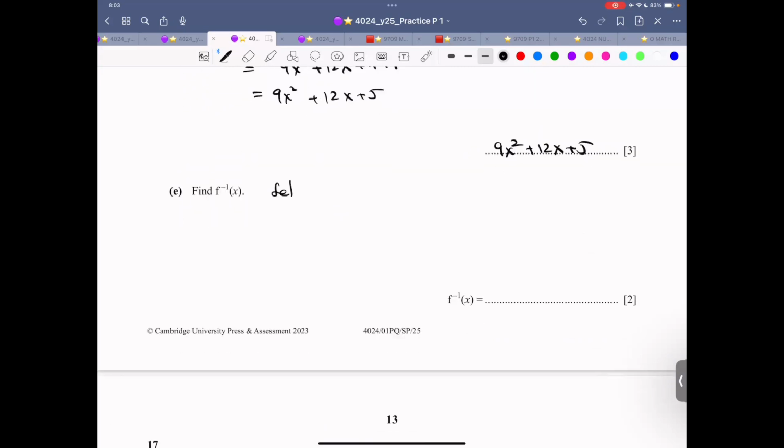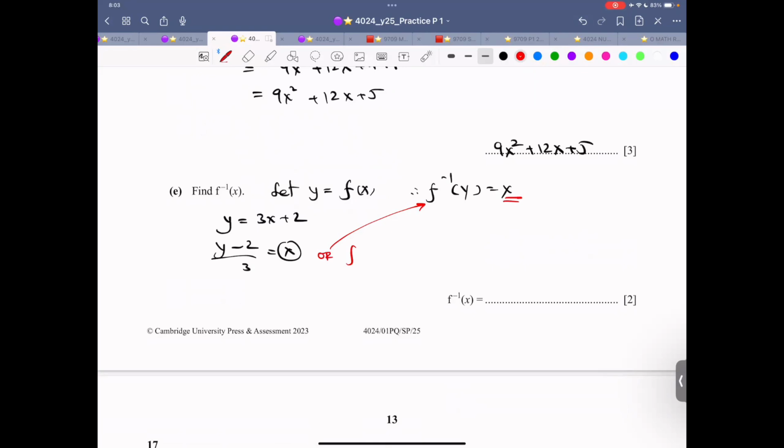Find f inverse of x. Let y is equals to fx. Therefore, f inverse y is equals to x. y is equals to 3x plus 2, y minus 2 divided by 3 is equals to x. X is f inverse y. We have a habit of writing everything in terms of x. That is x minus 2 over 3.